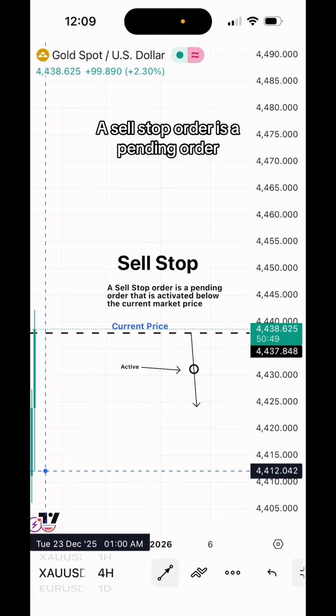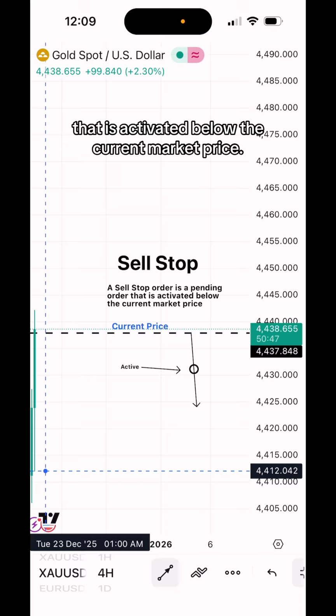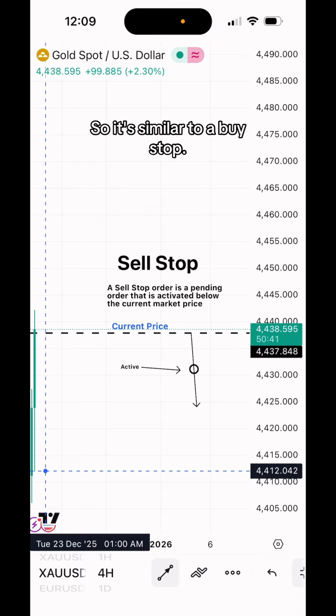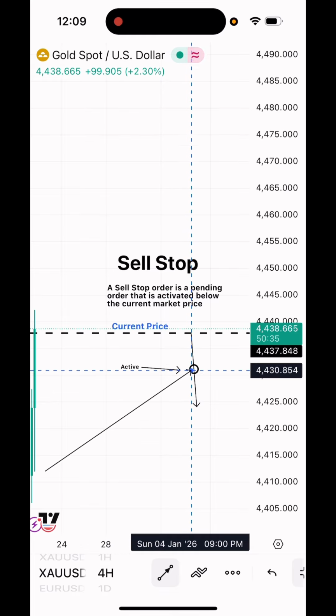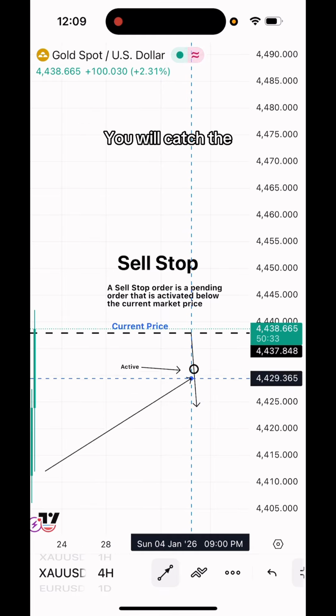A sell stop order is a pending order that is activated below the current market price. So very similar to a buy stop, but this is of course in the opposite direction. So your trade would activate here, okay, and you would catch the momentum. You would catch the rest of the move.